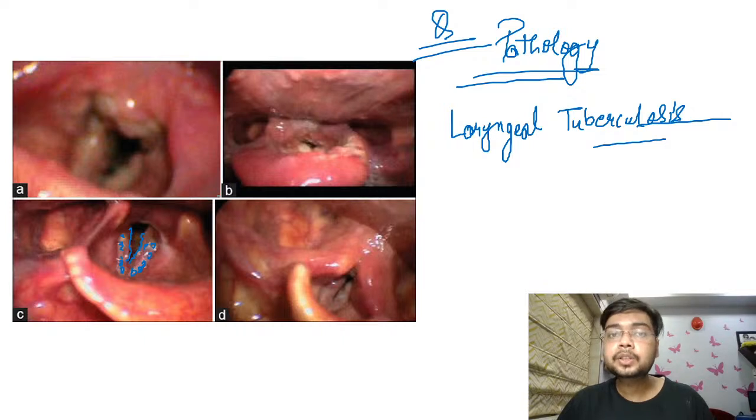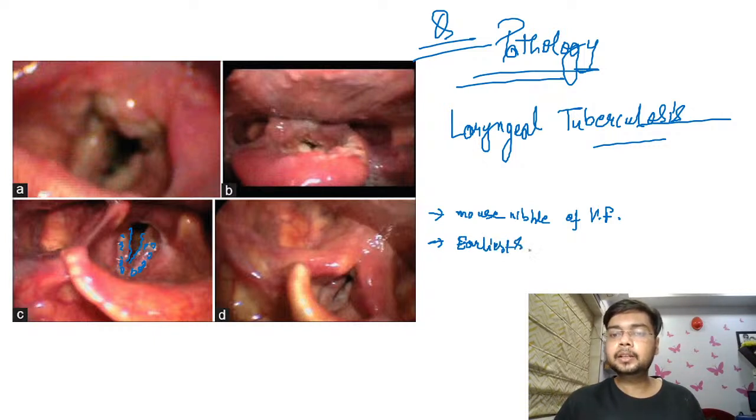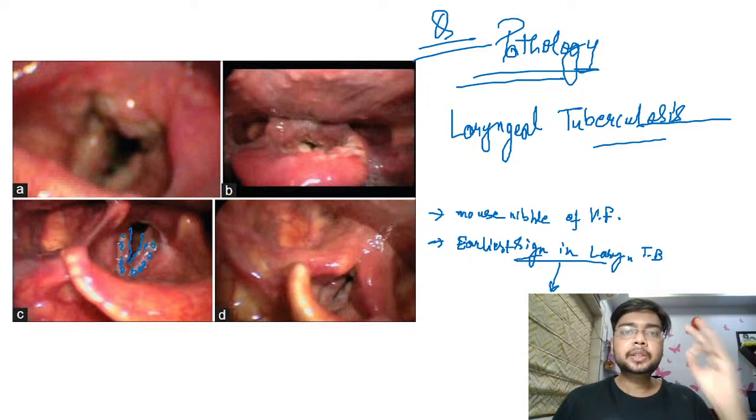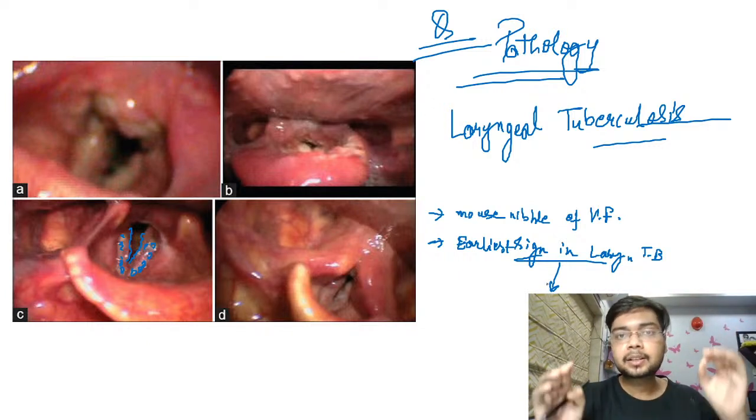So there are certain features of this laryngeal tuberculosis that you need to know on a sure basis. So just type me what all you know, so that I can get to know what all I'll need to supplement to you. So here you can see mouse nibbled appearance of the vocal fold. Now tell me, what is the earliest sign in laryngeal tuberculosis? I know you know this. So if you ask your brain to tell the answer, you just tell your brain that yes, you know it.